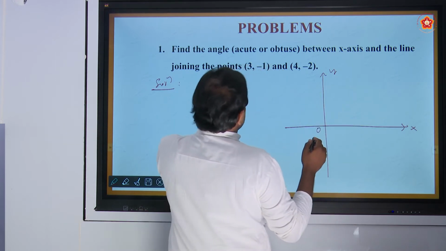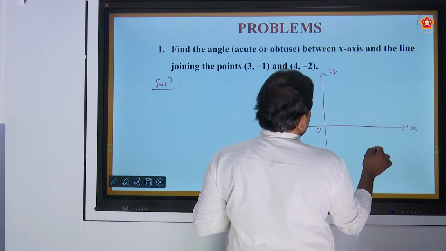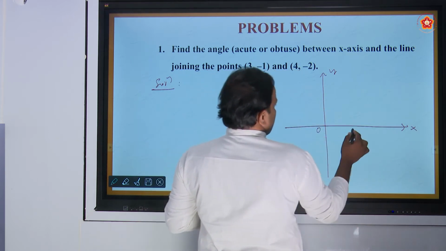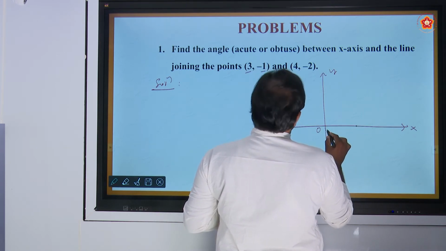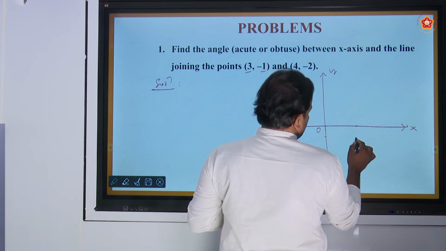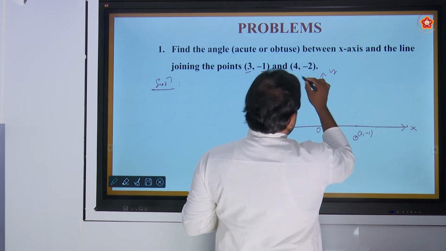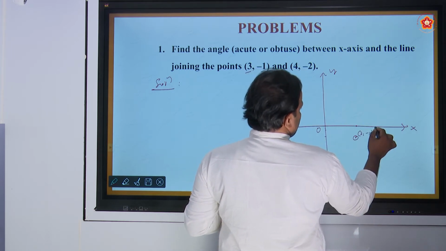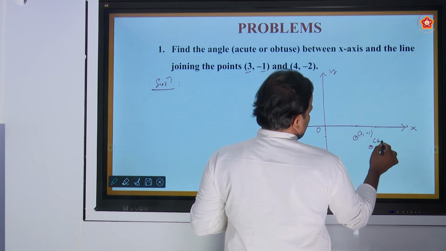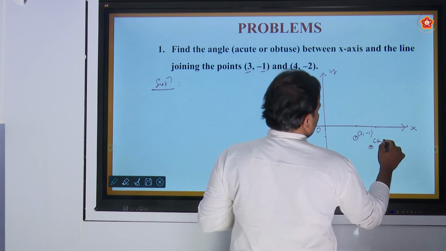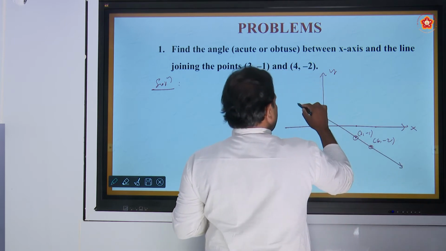The line joins the points 3, minus 1 and 4, minus 2. Where is 3, minus 1? x is positive and y is negative, so this is in the fourth quadrant. It is just a rough figure. I take the point 3, minus 1 here, and another point where x is 4 and y is minus 2. No need for a proper scale, just a rough figure. Joining these two points, we get one line.